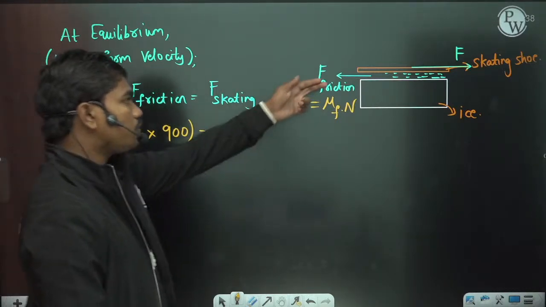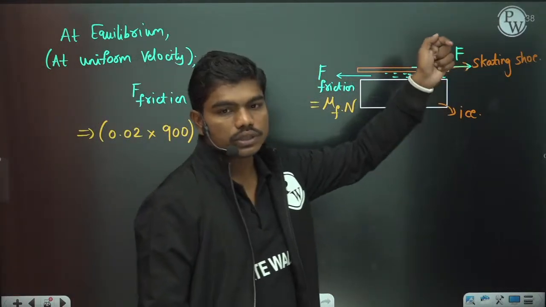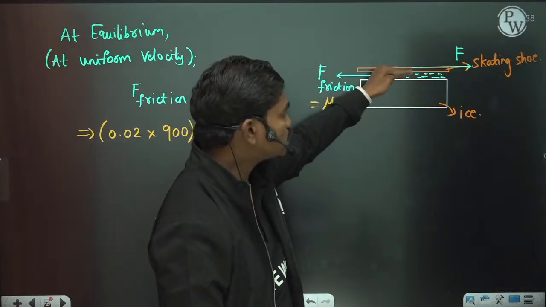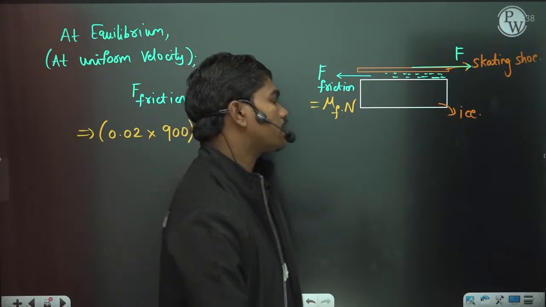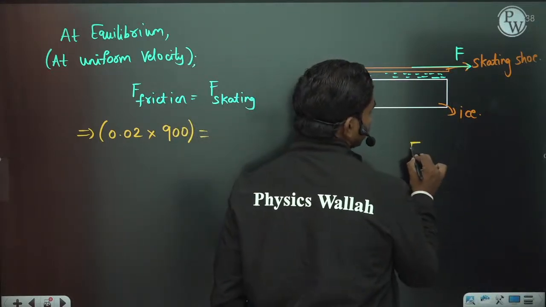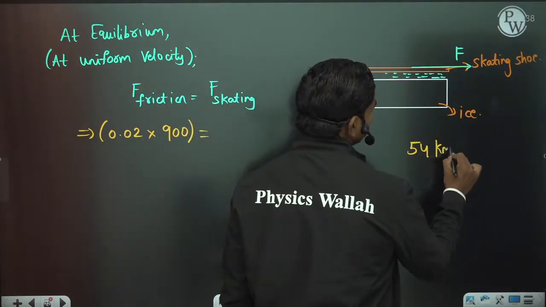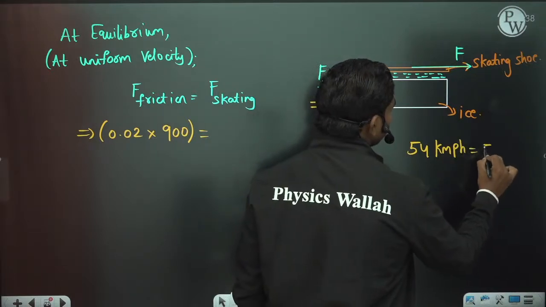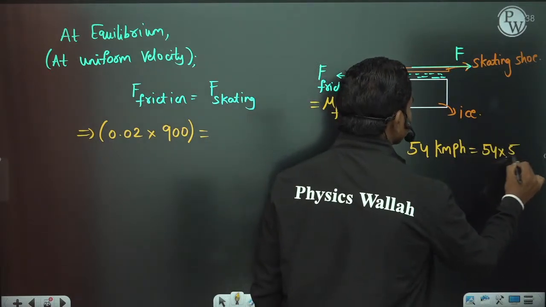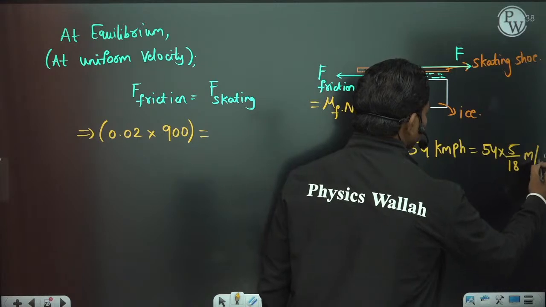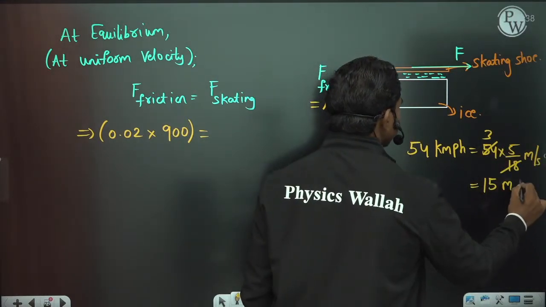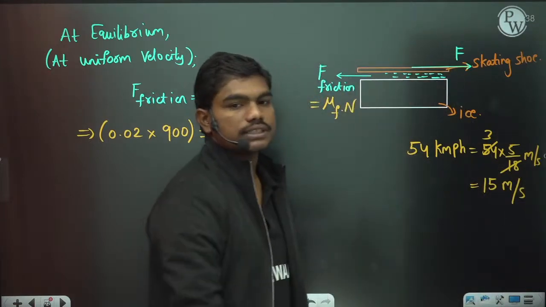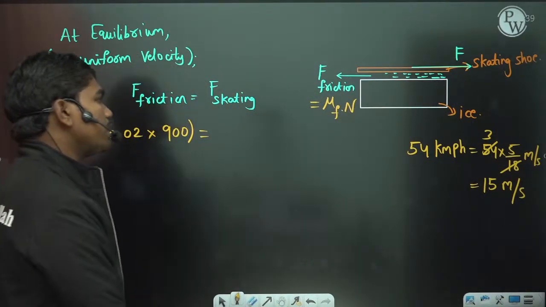Now what is the force that the person is applying here? This force is making the shoe move at 54 kilometers per hour. If you simplify, 54 into 5 by 18 meters per second, this is 3, so total 15 meters per second. He is skating at very high speed. 15 meters in 1 second is very high speed actually. So 15 meters per second.